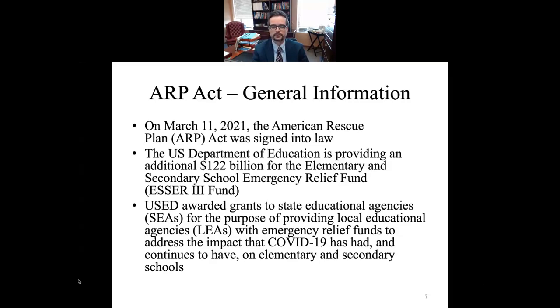Back in December, the CRRSA Act was passed. It provided an additional $940 million to South Carolina. And now this March 2021, we have the American Rescue Plan Act. As they have done with all other emergency programs, the U.S. Department of Education is awarding grants to state education agencies for the purpose of providing local educational agencies, or school districts, with emergency relief funds to address the impact that COVID-19 has had and continues to have on elementary and secondary schools.